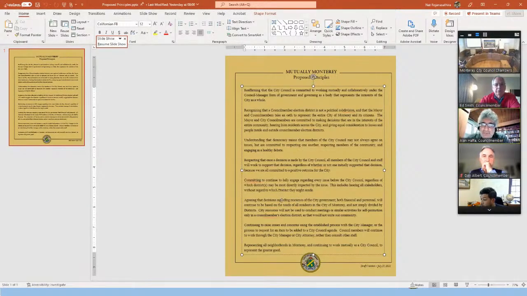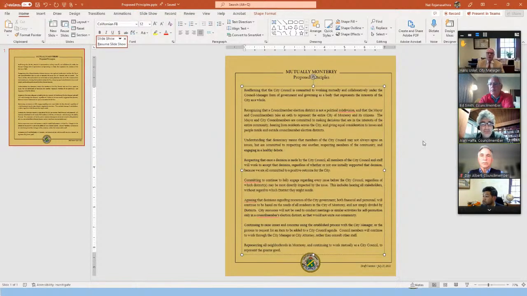So, and then the last thing had to do with the language around city resources and meetings. I do agree that it shouldn't be for self-promotion, but I would still like to see some, what I've said before, that there may be a need at times and it may be appropriate, maybe with, I don't know. But that I think needs a little bit of work.